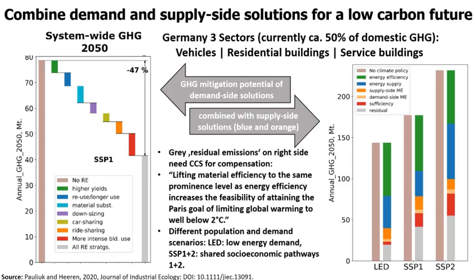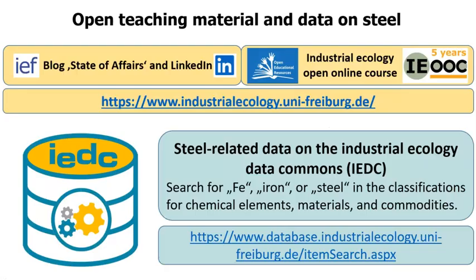So our main finding from the research we've done is that lifting material efficiency to the same prominence level as energy efficiency increases the feasibility of attaining the Paris goal of limiting global warming to well below 2 degrees Celsius. So we need both the supply side in the industry and the demand side in the society. This concludes this quick overview of the steel cycle.